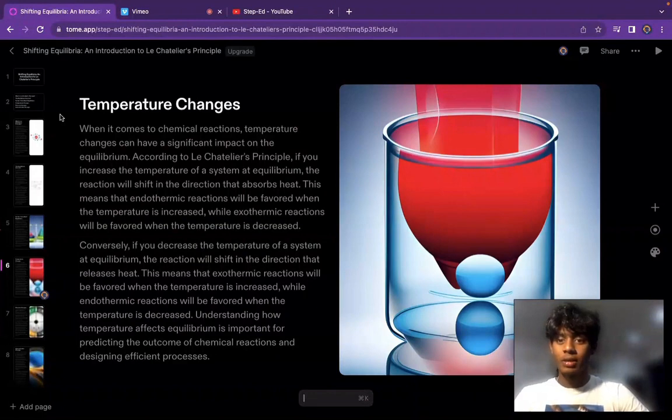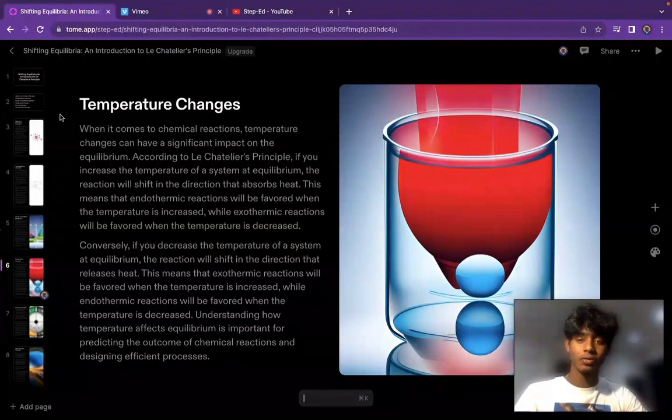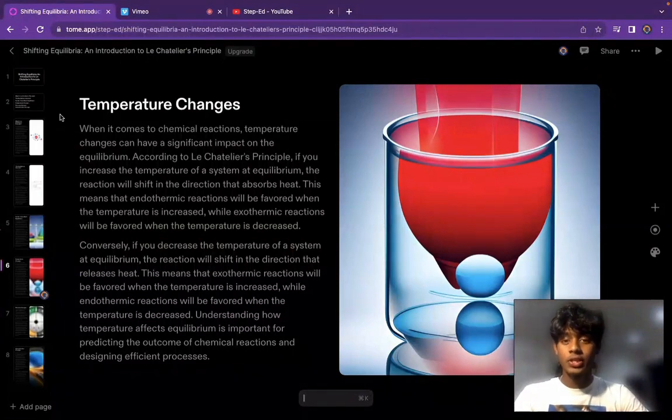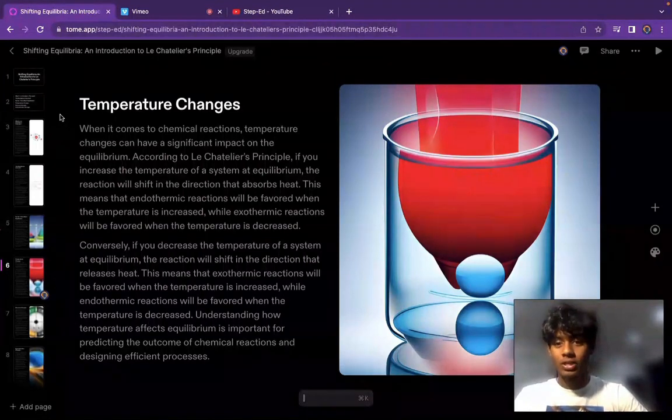When it comes to chemical reactions, temperature changes can have a significant impact on equilibrium. According to Le Chatelier's principle, if you increase the temperature of a system at equilibrium, the reaction will shift in the direction that absorbs heat, the endothermic reaction. This means that the endothermic reactions will be favored when the temperature is increased, while exothermic reactions will be favored when the temperature decreases.